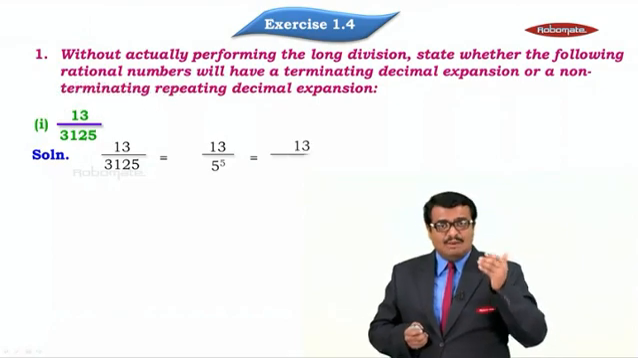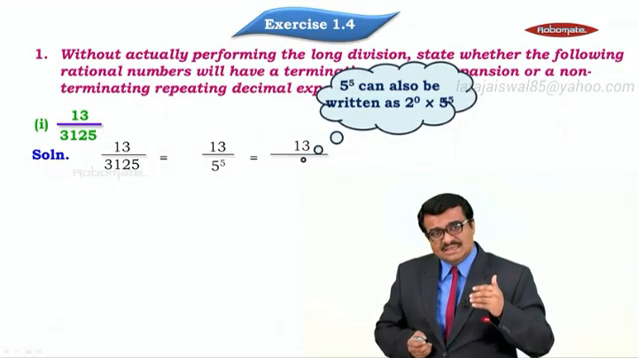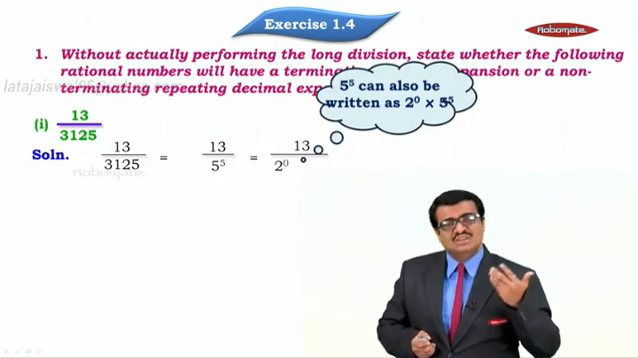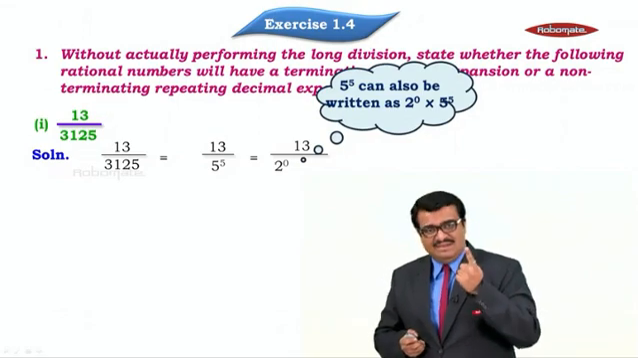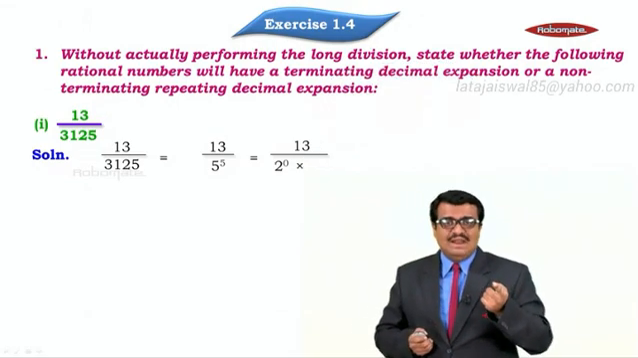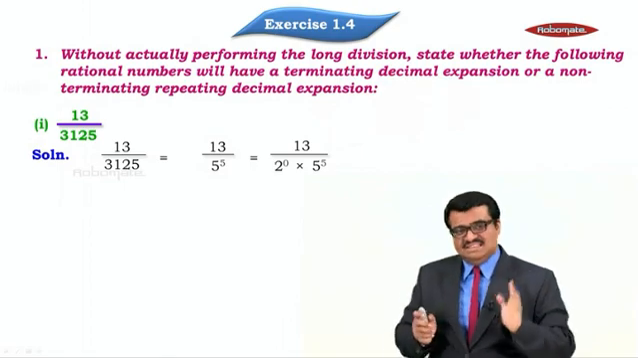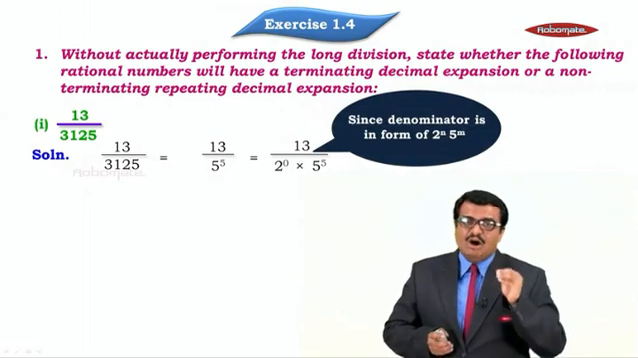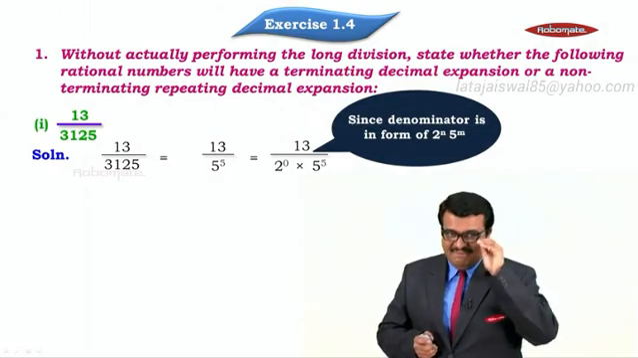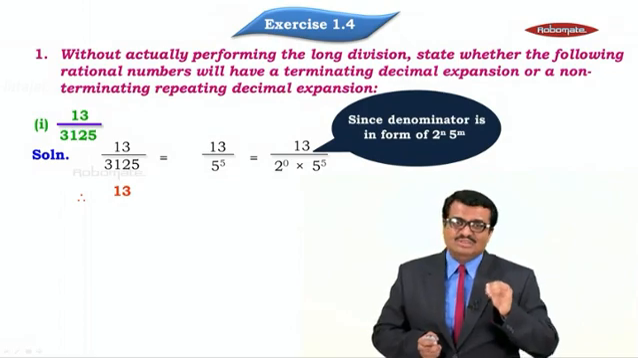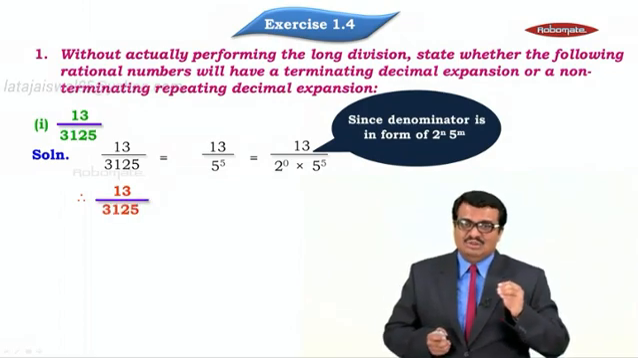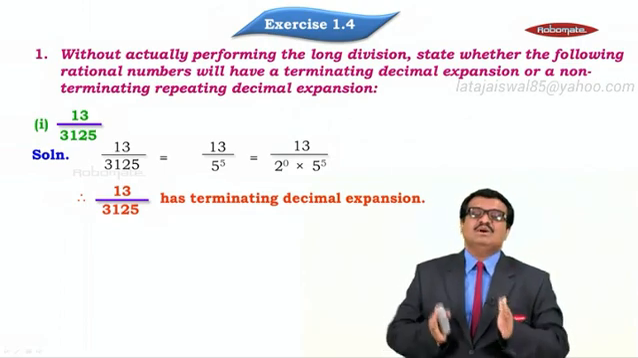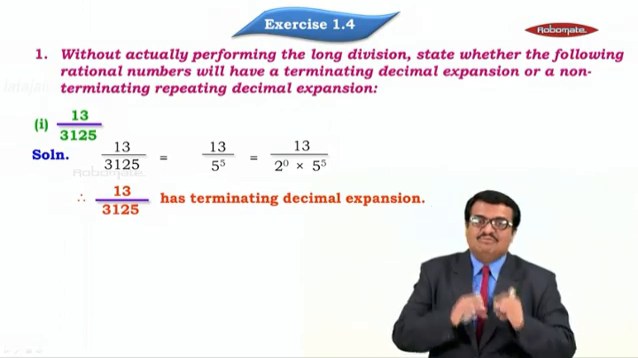Now this 13 upon 5 raised to 5 we have. 5 raised to 5 can also be written as 2 raised to 0 into 5 raised to 5, because anything raised to 0 is 1 only. So 2 raised to 0 means 1, and 1 into 5 raised to 5 is as it is. The denominator is as it is. We did not change it at all because 2 raised to 0 is 1 only. Since the denominator is in the form of 2 raised to n into 5 raised to m, what conclusion can we draw? So 13 upon 3125 has a terminating decimal expansion because the denominator is in the form of 2 raised to n into 5 raised to m.